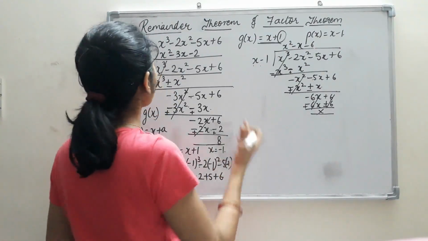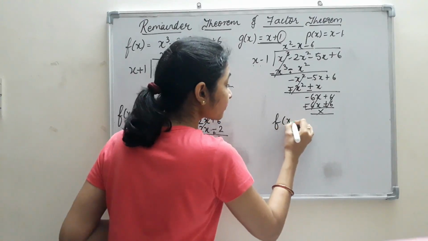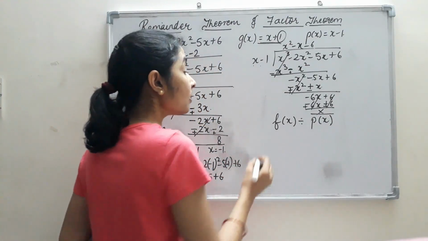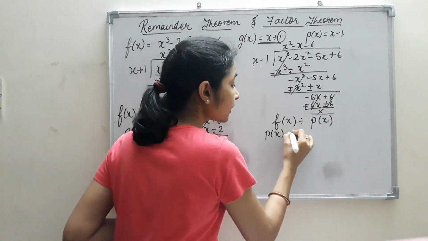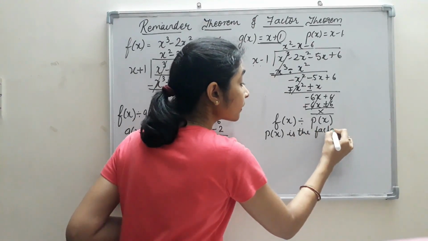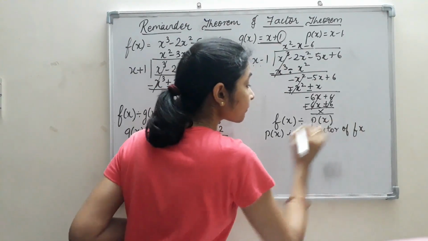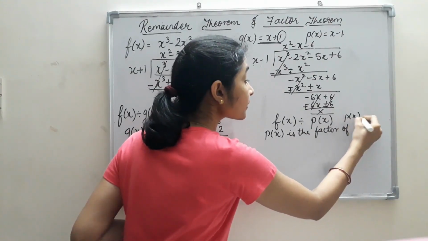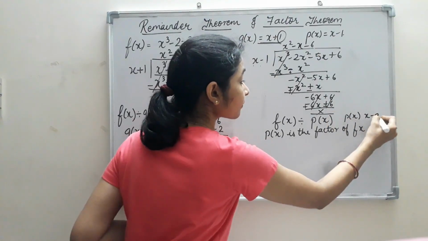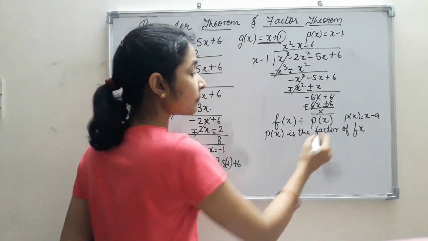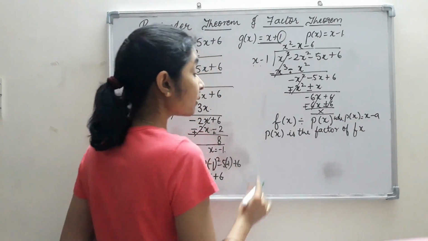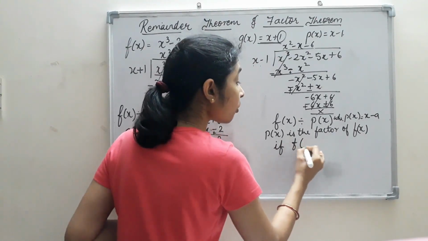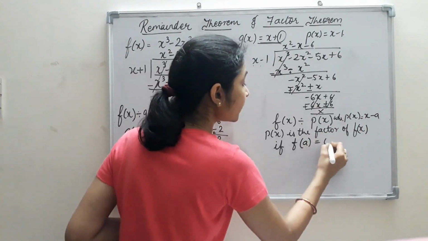Now how does the factor theorem work here? It says that if f(x) is divided by p(x), then p(x) is a factor of f(x). Here again we should make it clear what p(x) is. p(x) is equal to x minus a, I am taking. p(x) is a factor of f(x) if the function of this a is equal to 0.